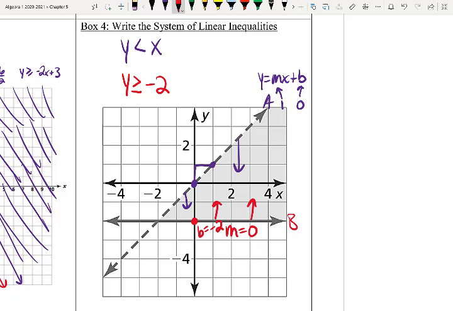We just figure out what the boundary is for my two shaded parts, and then from there replace my equal sign with the inequality in the equation.